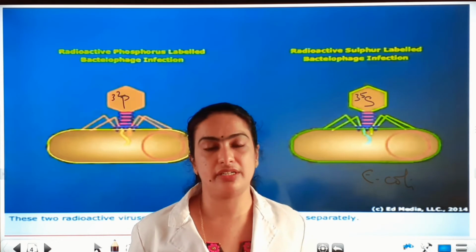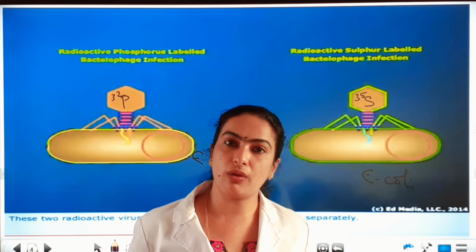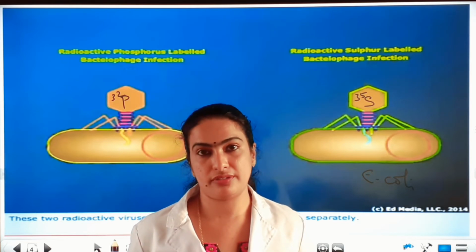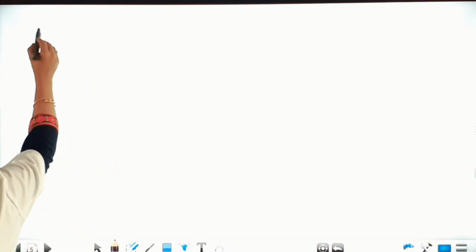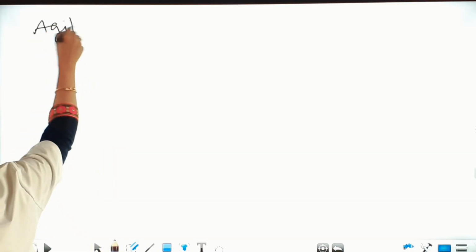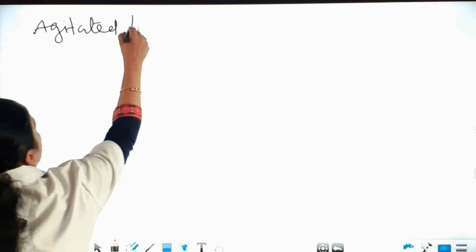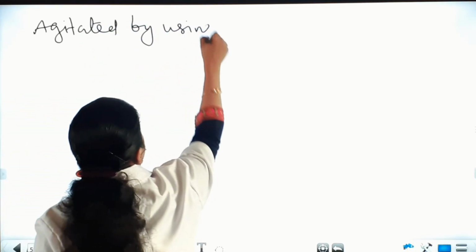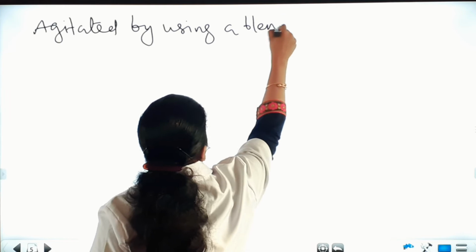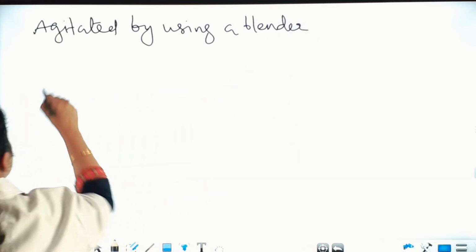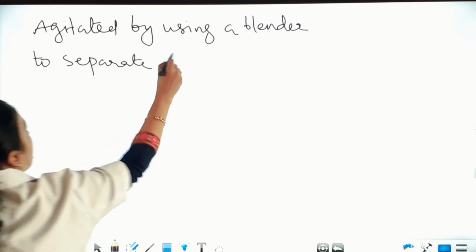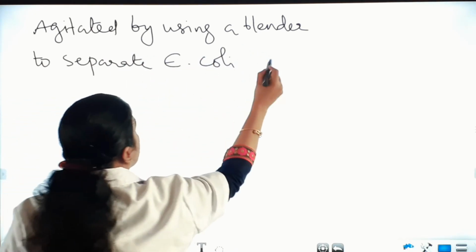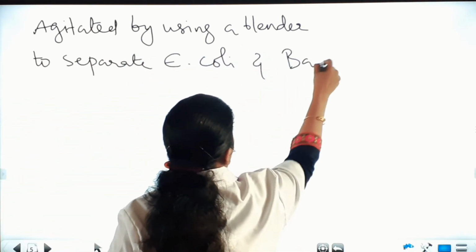Next, as I told you, the second step is that after infection, the preparations were blended, agitated by using a blender to separate E. coli and phage. So after infection, the second step is agitation using a blender. This was done to separate E. coli and bacteriophage.